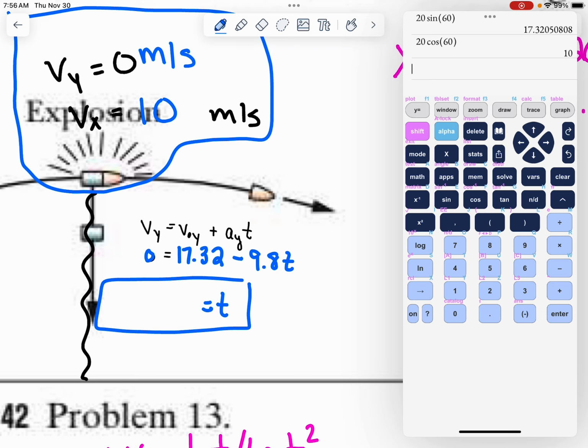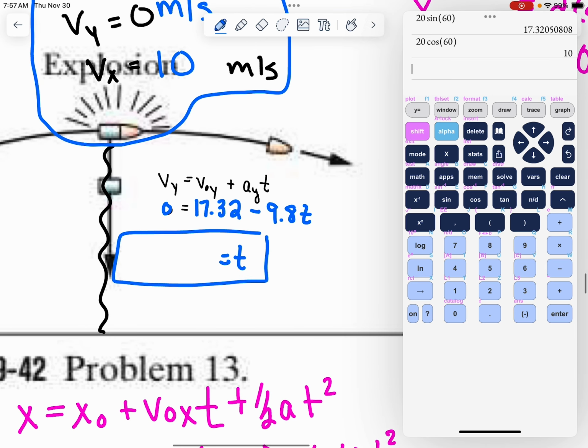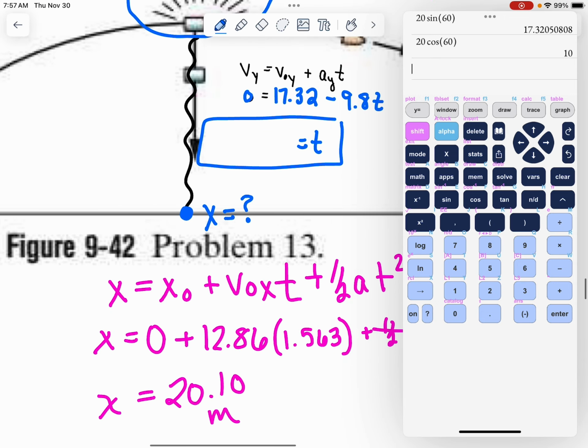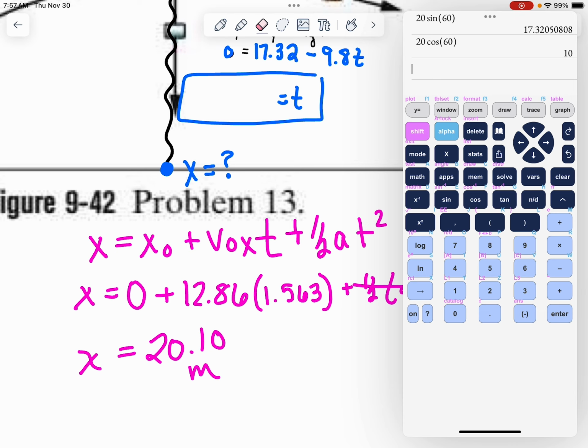Remember, this is the time to get to the top. Then what you're going to do is figure out, now that I know how long it's been in the air, what is my x position here? Because that's halfway of your projectile motion before the explosion. So you're going to use this formula with your new time.